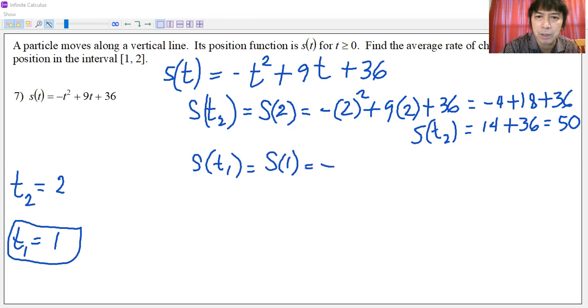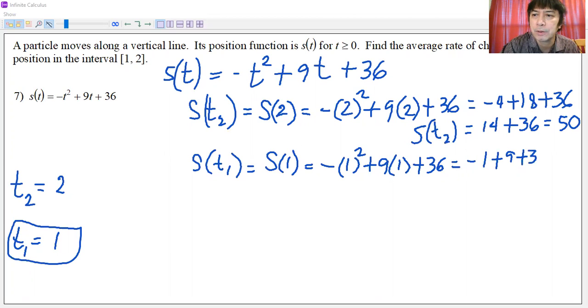And this is now negative of 1 squared plus 9 times 1 plus 36, which is equal to negative 1 plus 9 plus 36. The negative 1 and the 9 give 8. So we have here 36 plus 8, so that means 44.